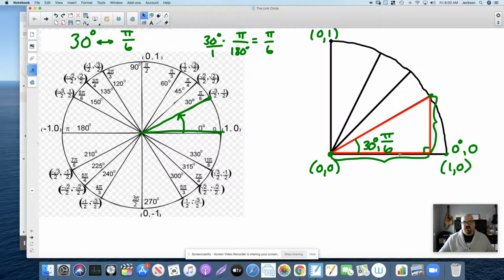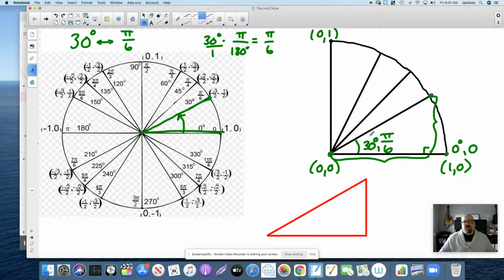Here's what I'm going to do. I'm going to bring this down here just for a second and away from my face. We just said that the radius of this circle is 1, so this has a length of 1. And we said that this is a 30-degree angle, and that we dropped a perpendicular. So that means this angle in this triangle is 60 degrees.